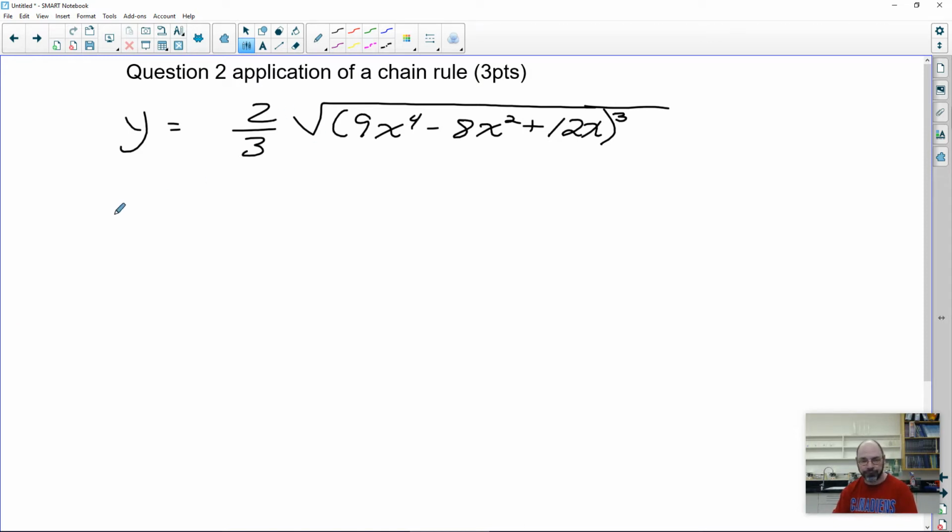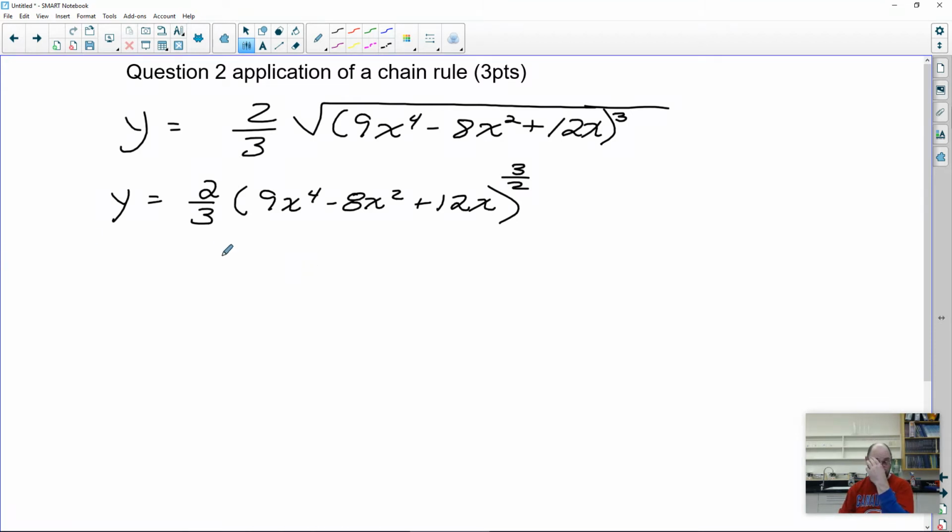Okay, so if we have to do the chain rule here, the first thing is we'll rewrite it. It's equal to 2/3, and this is 9x to the 4th minus 8x squared plus 12x. Okay, and we're going to do the exponent. This is square root, so that goes in the denominator. This goes in the numerator, so 3/2. That's kind of why I put the 2/3 in front. So now we're going to apply chain rule.